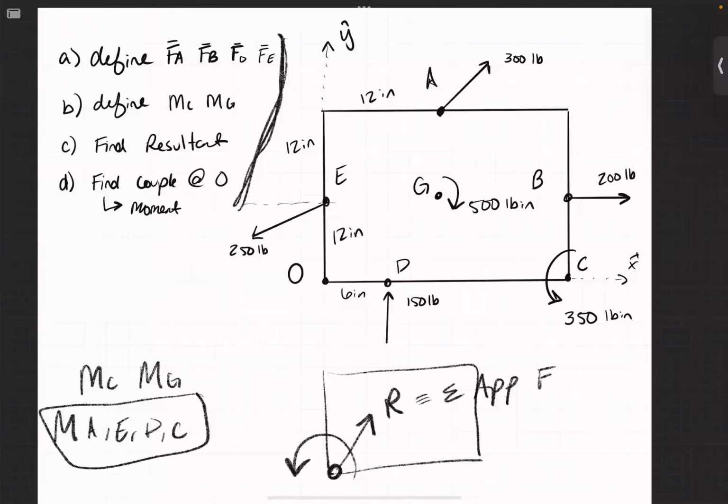So moments, sum of all the moments, and then that is the end of the problem. Be sure to include units. I will be looking at units on your quiz.